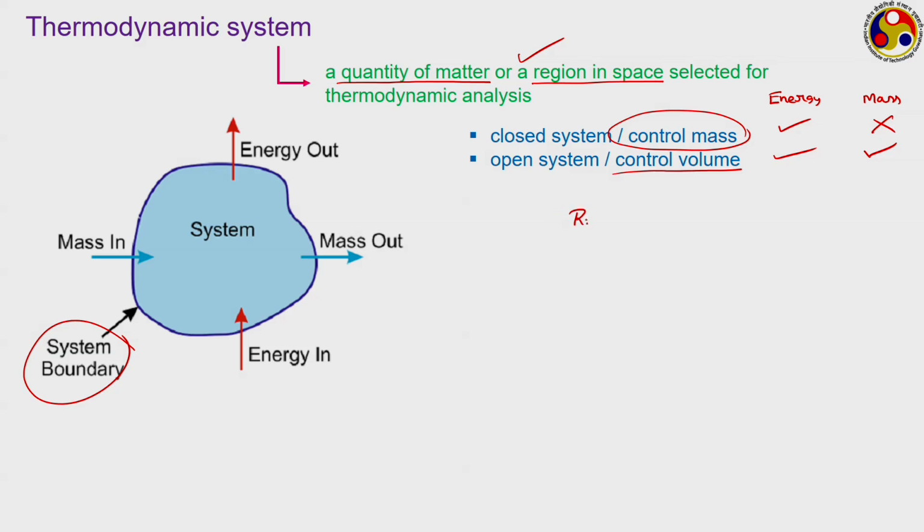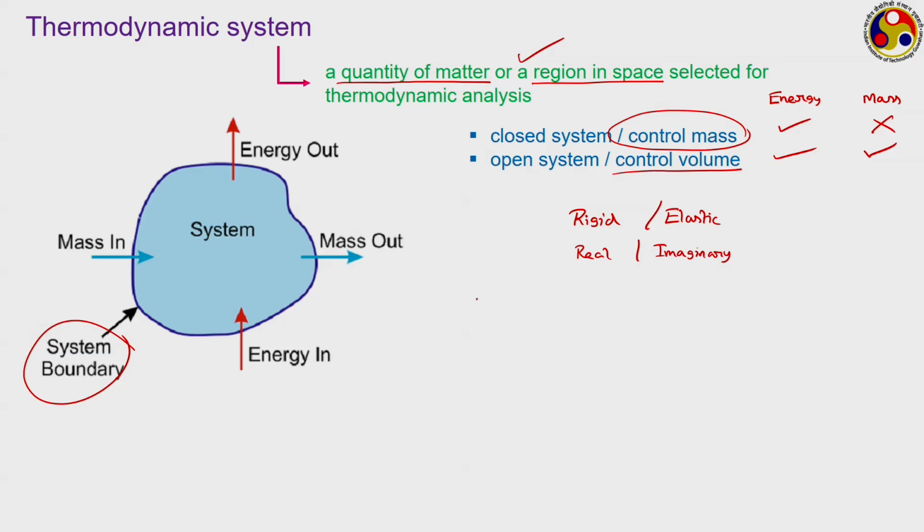Now, the boundary of the system can be of different natures. The boundary of the system can be rigid or elastic, that is movable. The boundary of a system can be real or imaginary. That depends upon our choice. Just think about a closed system. In the case of a closed system we are talking about a fixed quantity of mass, but we are not saying anything about the volume. Then the volume of a closed system can change, and volume change means the boundary will be moving.